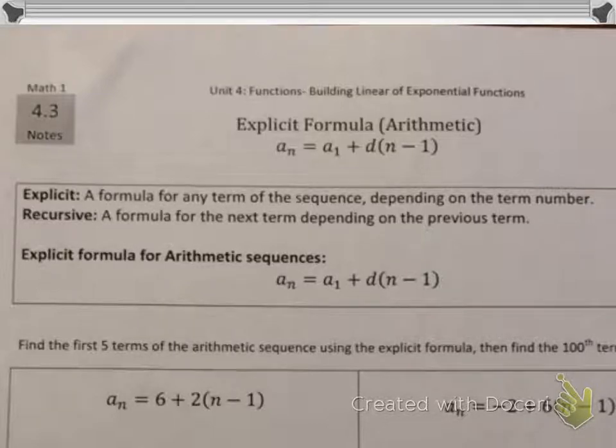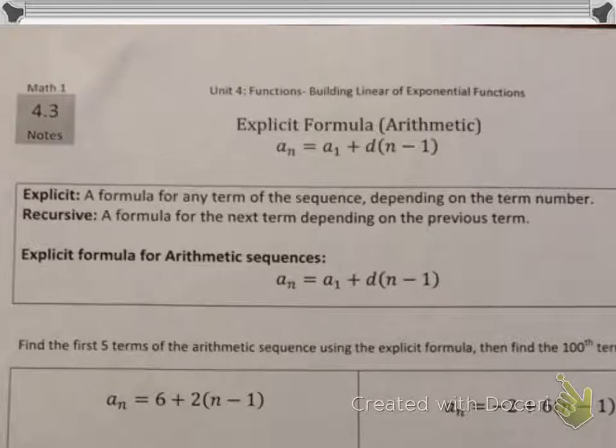Explicit means it's a formula for any term of the sequence depending on the term number. So say you're looking for the third term, you can plug 3 into this formula to find the third term. Say you're looking for the 100th term, you could plug 100 into the formula in order to find the 100th term. So the explicit formula finds every single possible term.